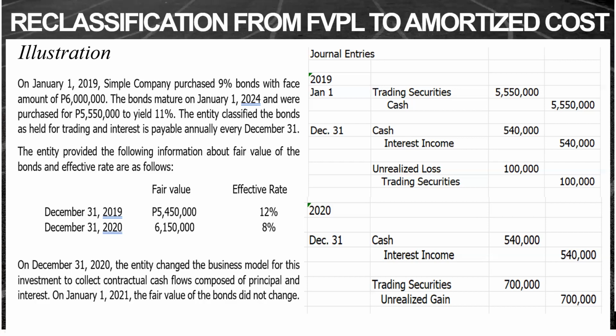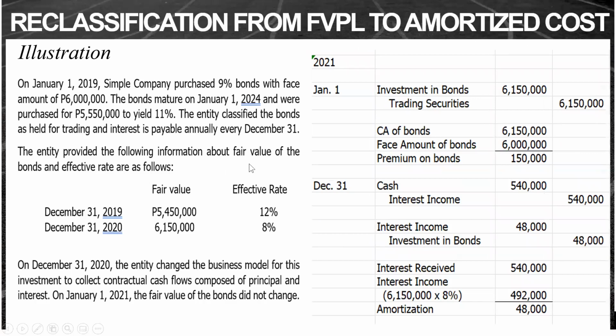Let's try to account for the reclassification. So ito na yung ating reclassification sa 2021. So January 1, 2021 is our reclassification date. So since from trading securities, mag-change na siya ng business model which is to collect contractual cash flows composed of principal and interest. So ibig sabihin nun, this bond investment will be measured at amortized cost. So this is our reclassification. So we debit investment in bonds at 6,150,000. We credit trading securities at 6,150,000.